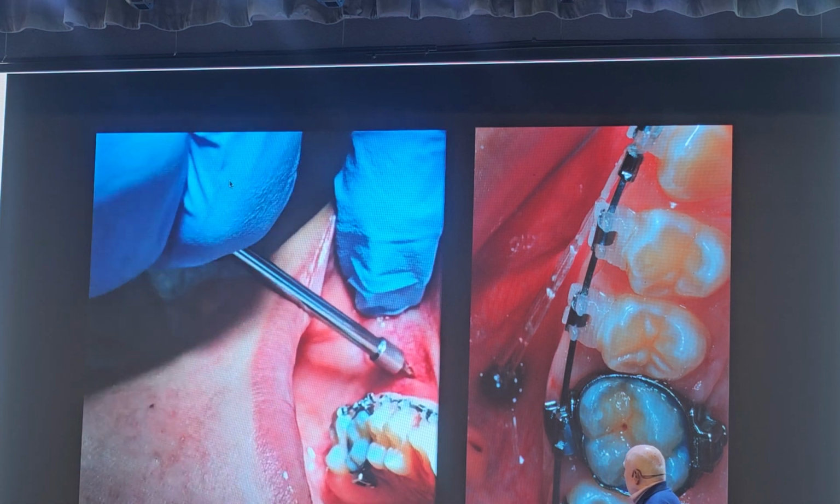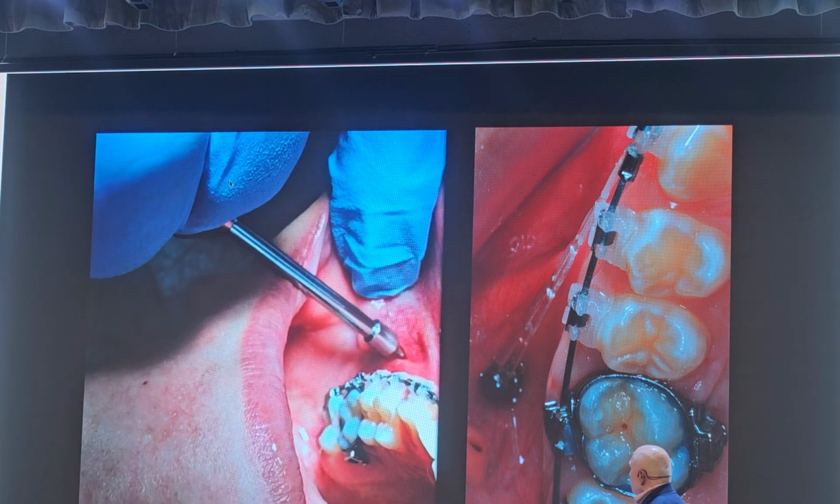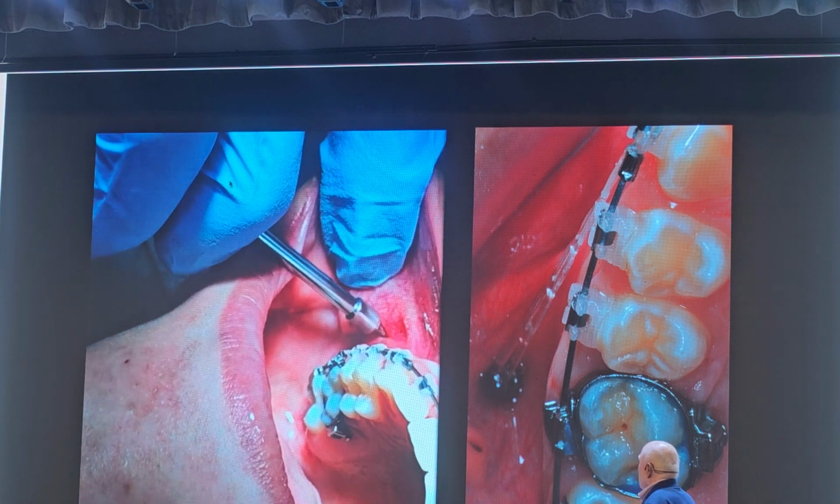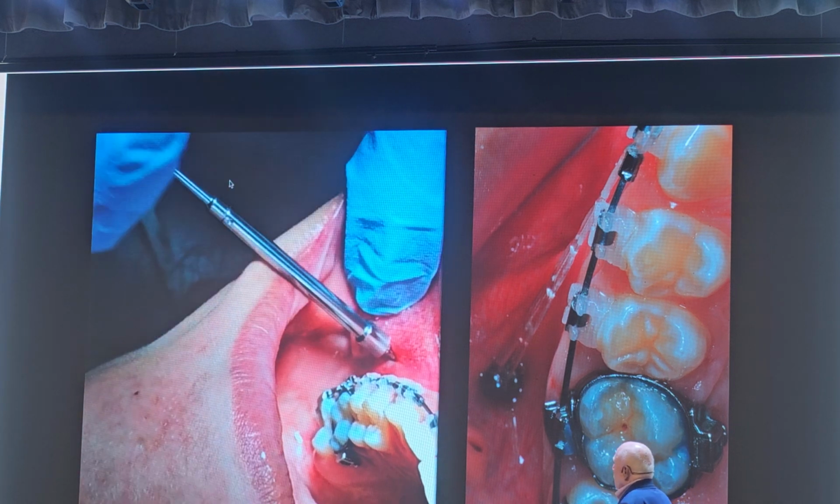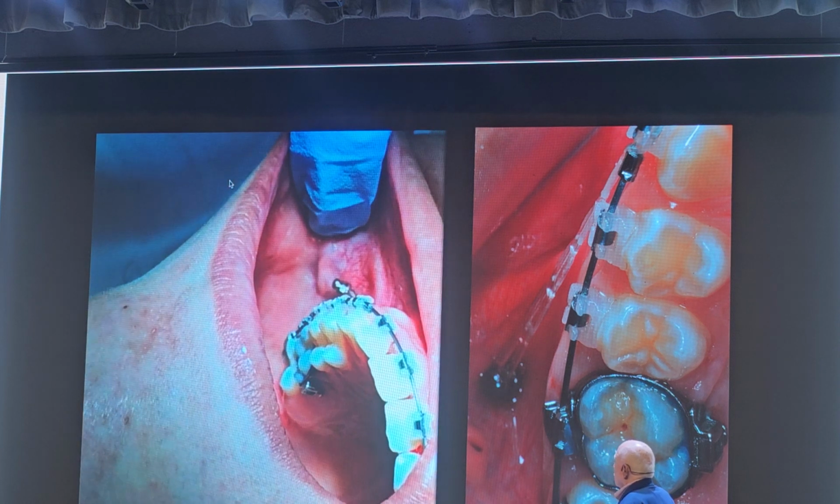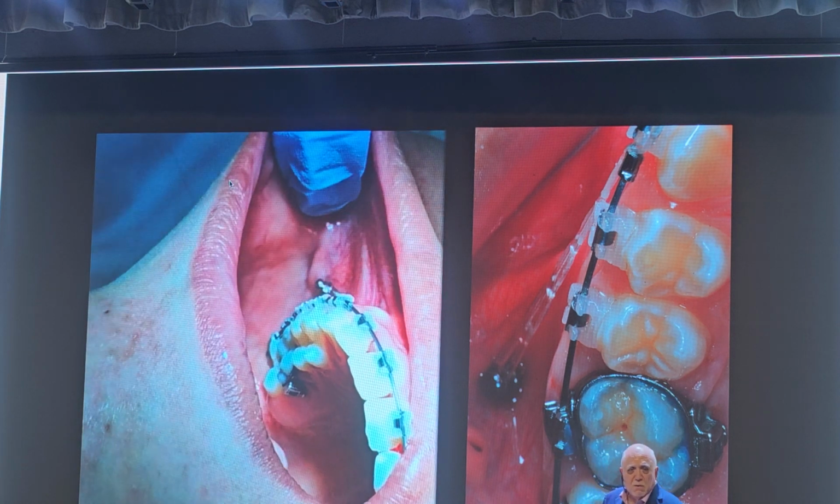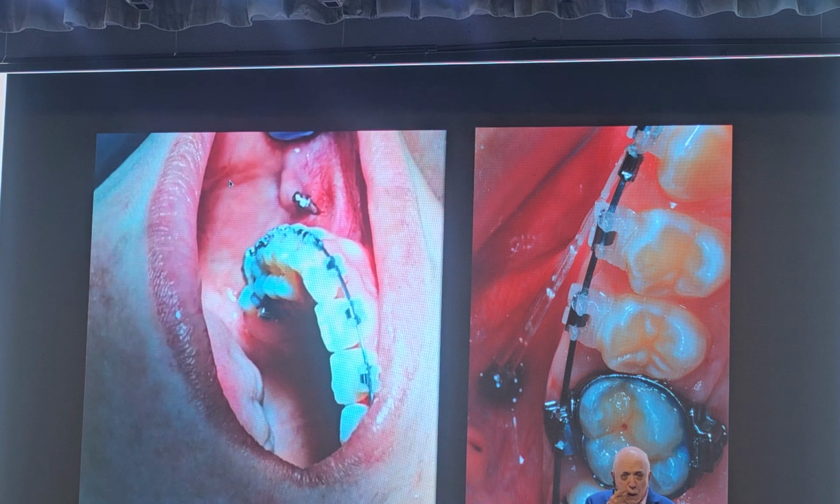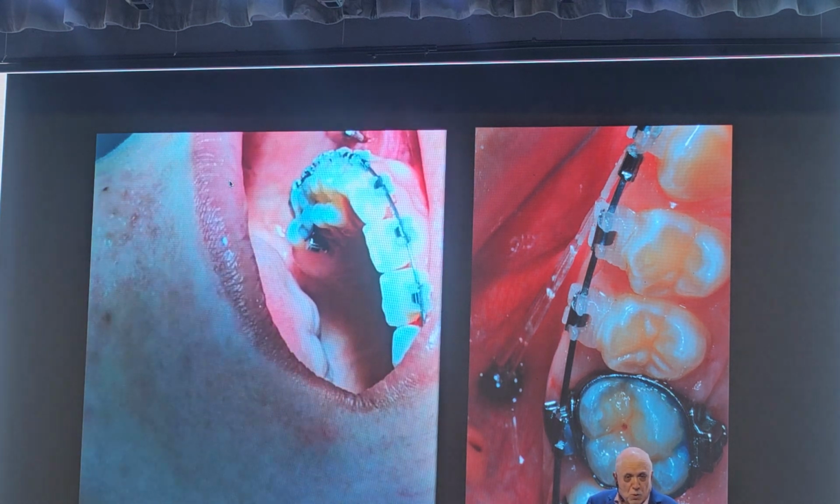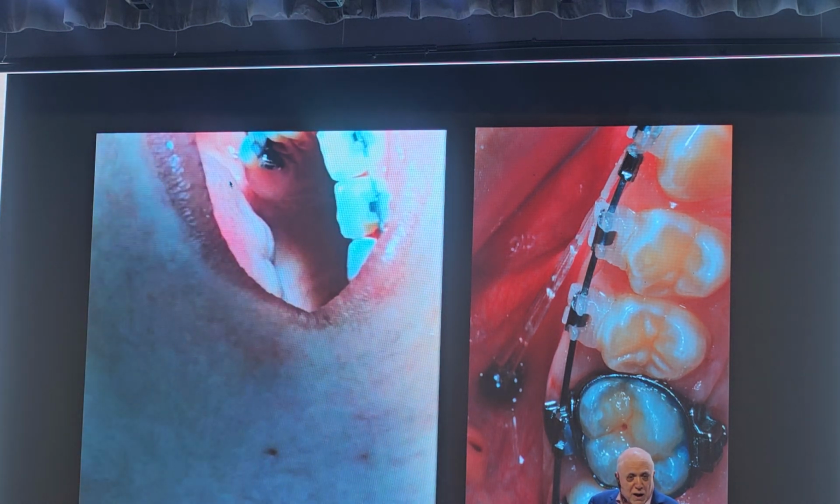And then you are going to basically shake it gently and pull it out. So different companies have different systems. You don't need a special class.